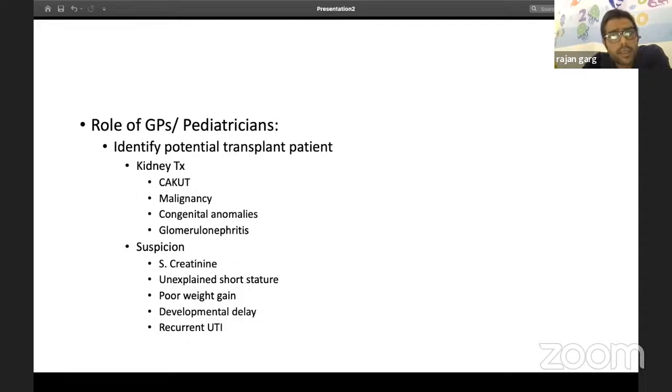Congenital anomalies is another category where the patient will need a transplant, like polycystic kidney disease or something like that.